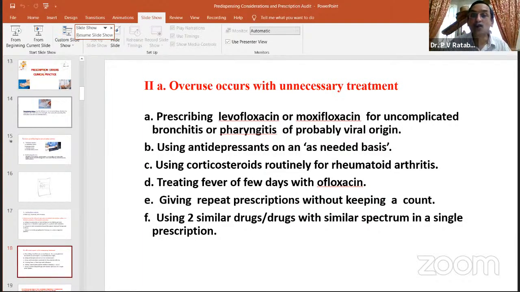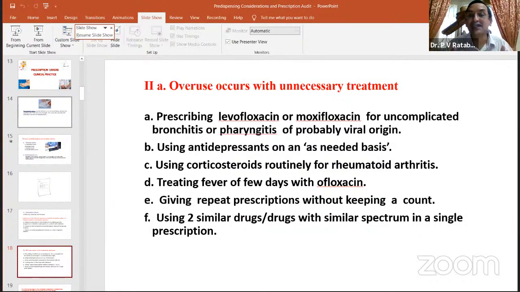Using corticosteroids routinely for rheumatoid arthritis, this can be easily picked up by a pharmacist. If you see a patient coming again and again to you for a corticosteroid prescription, then you can ask him. This is what I said, 8 rights. Right response. You can ask him by way of response, why exactly he is being prescribed corticosteroids? What is the condition? So using corticosteroids routinely for rheumatoid arthritis is overuse, and it can cause a lot of adverse effects. Treating fever of few days with ofloxacin.